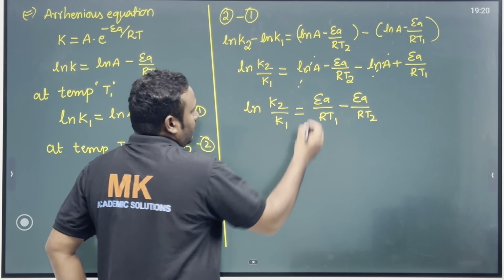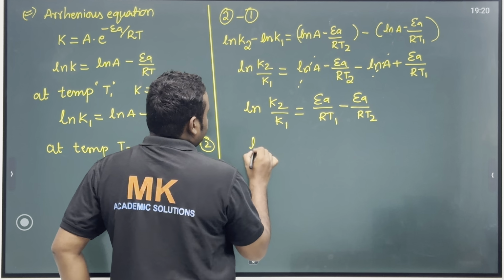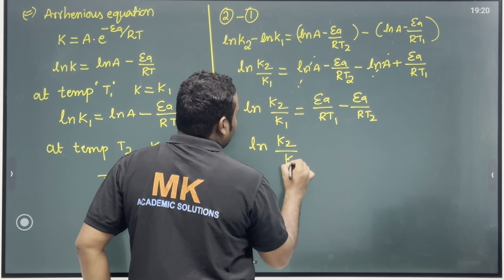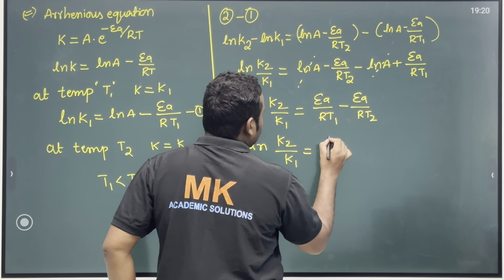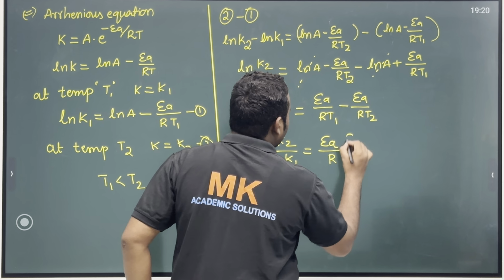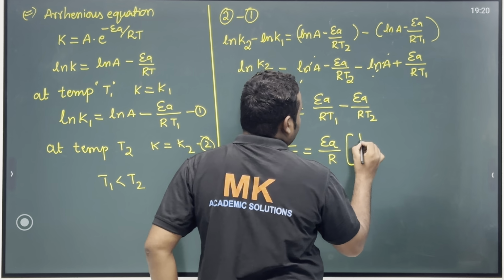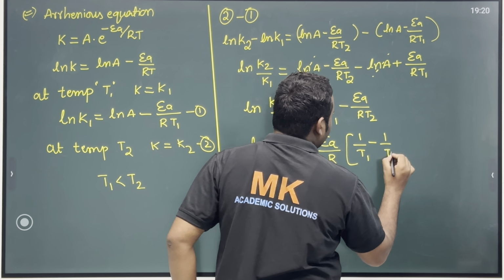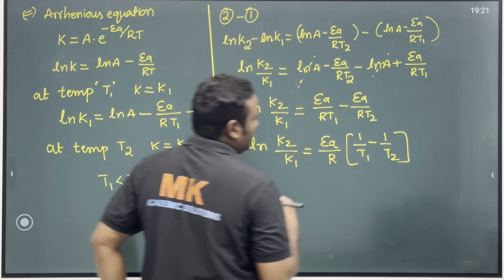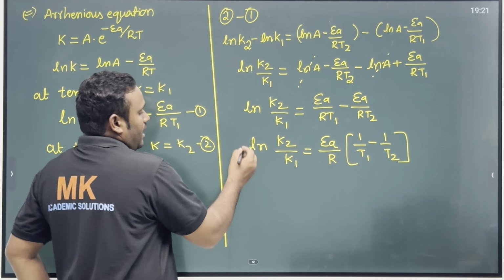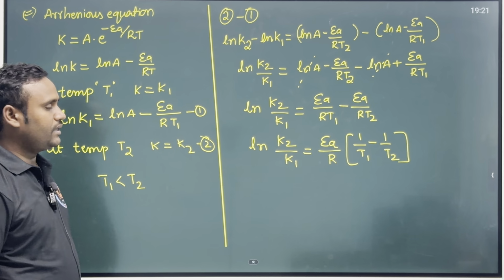So now here you take EA by R common: ln K2 by K1 is equal to EA by R, and we are going to take it common. So what you will get here is 1 by T1 minus 1 by T2. Okay. So this is the Arrhenius equation at different temperatures.